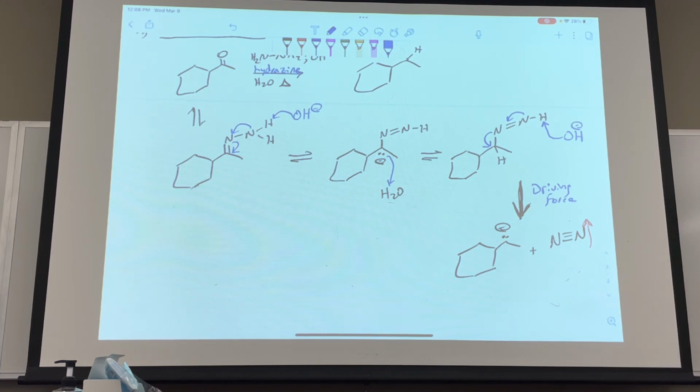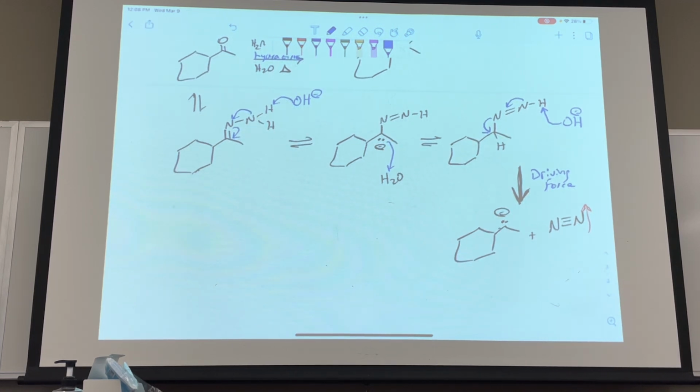All right? So in the last stage of this, we're simply going to grab another proton from water. And so in the end, what you've done is you have completely deoxygenated that carbonyl. You converted it from the ketone into the methylene group.